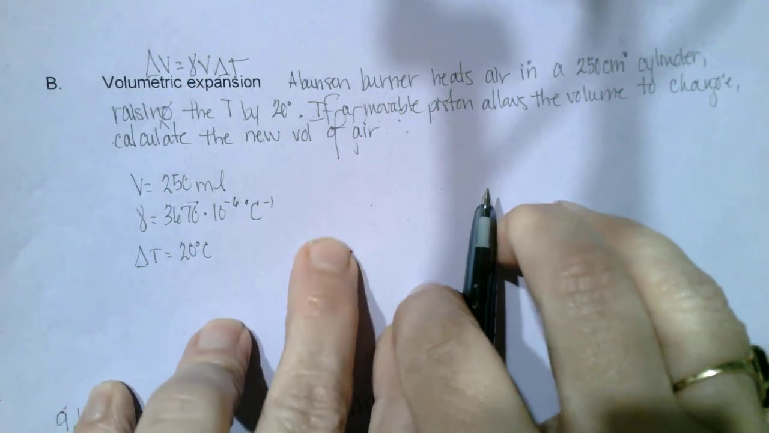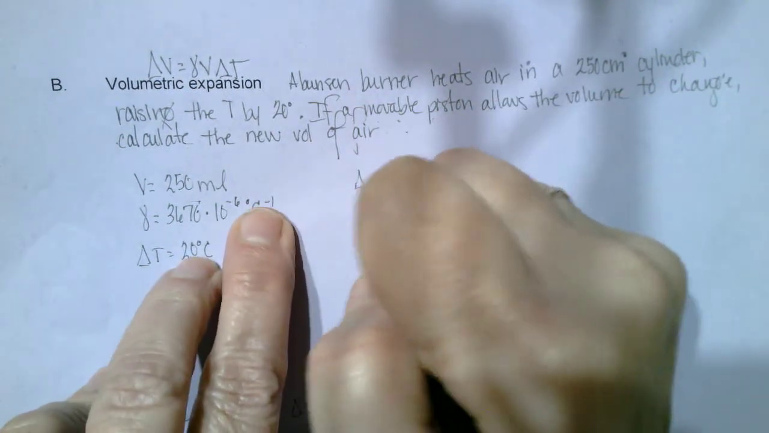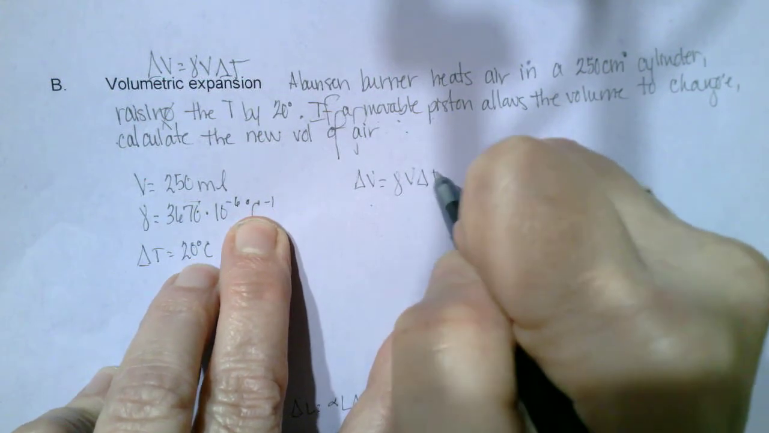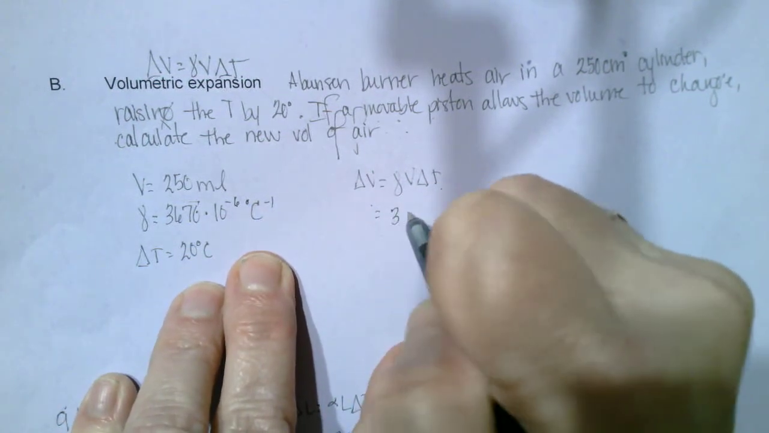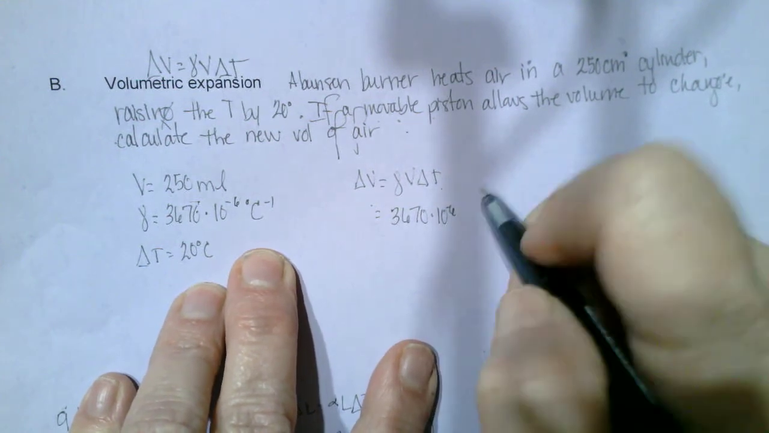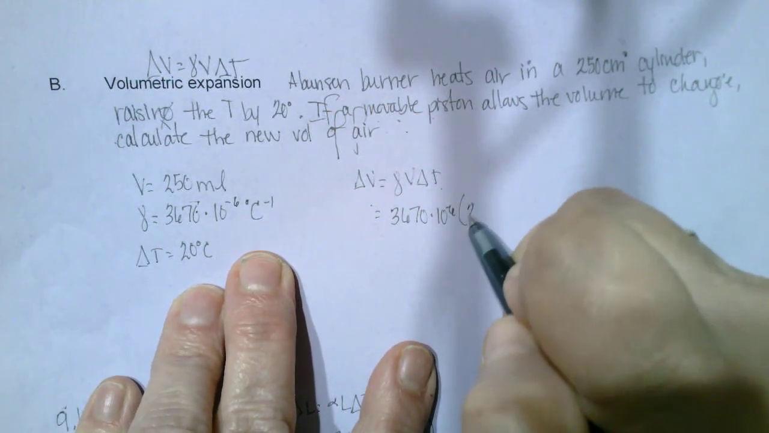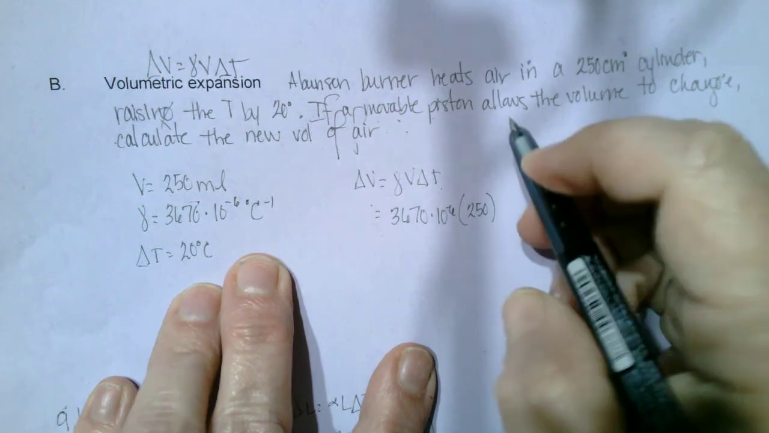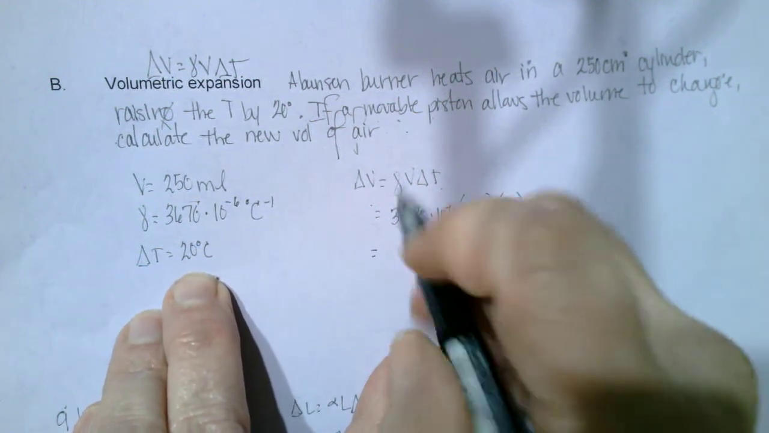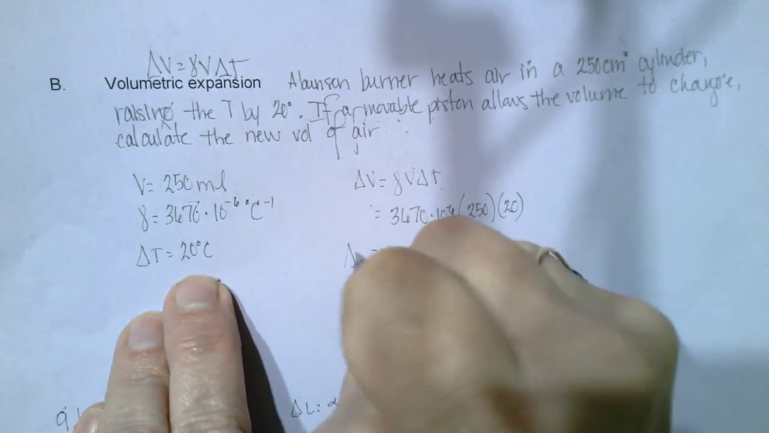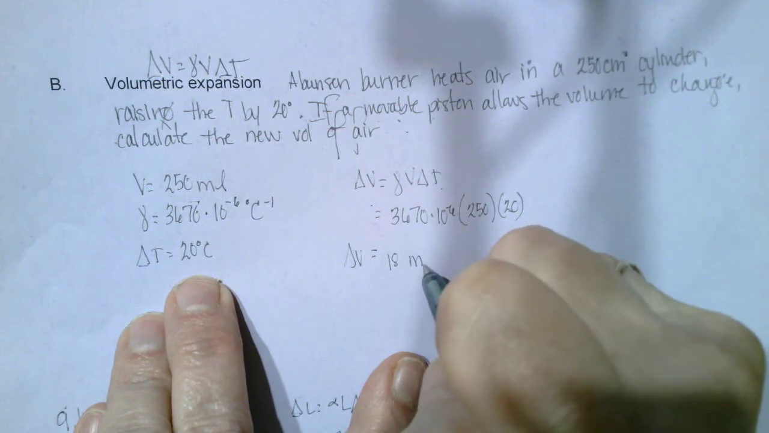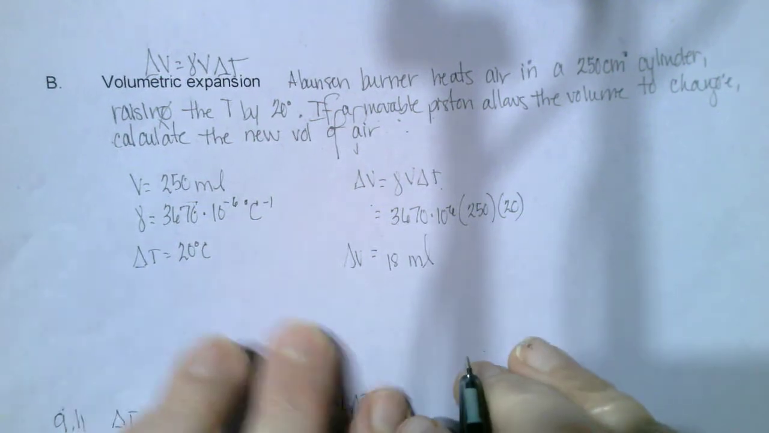So delta V is equal to gamma V delta T, which is equal to 3,670 times 10 to the negative 6 times 250 milliliters times my change in temperature, which is 20. When you do all the math, you find that delta V is equal to 18 milliliters. That's actually quite a big expansion.